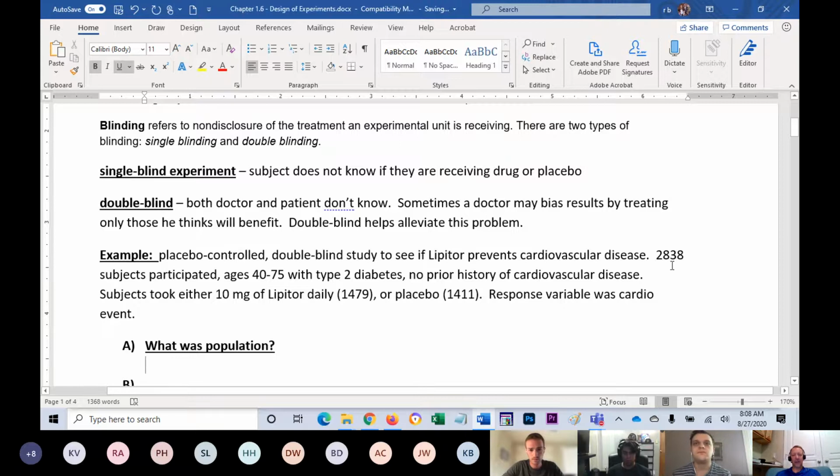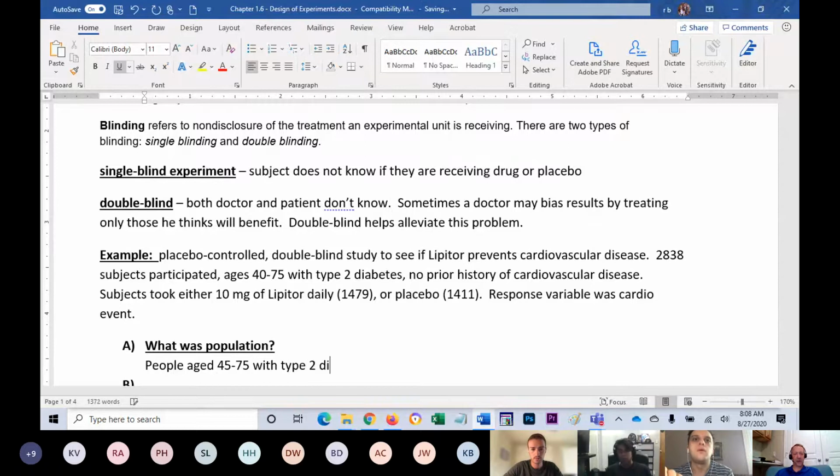Okay, so basically, here's your hint. This is your sample. This is your population. Okay, so give it to me again. The population is all people ages 40 to 75 with type 2 diabetes, and then no history of cardiovascular disease, abbreviate that CV disease.